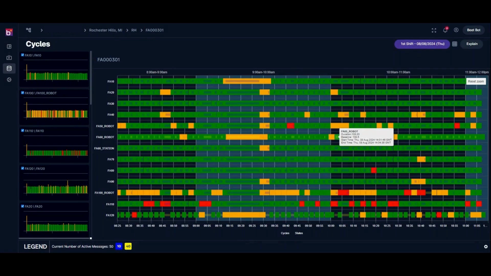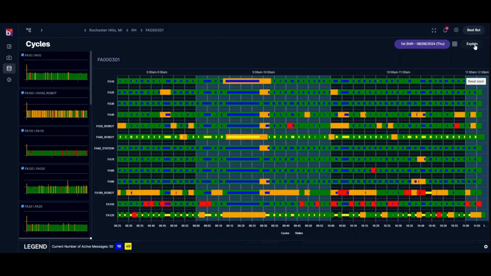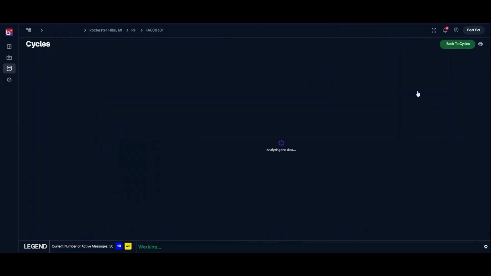Now, what's really cool, and this is another aspect of our Gen AI capabilities, is in the top right, we have an explain button. Before, again, we want to make this so as many people as possible can use it and be successful with it. The chart we were just looking at may have required some domain expertise on the line to interpret, to make sense of.